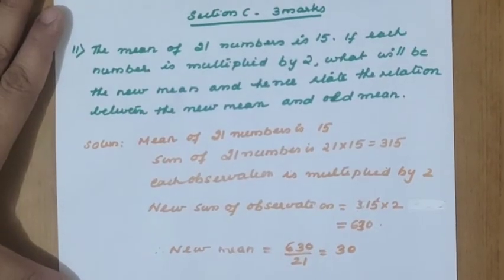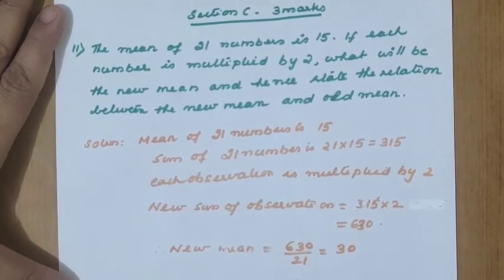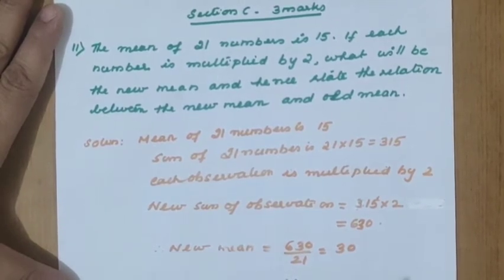Section C, 3 mark now. 11th question. The mean of 21 numbers is 15. If each number is multiplied by 2, what will be the new mean, and hence state the relation between the new mean and the old mean. Mean of 21 numbers is 15. What is the question? Each number is multiplied by 2. What will be the new mean, and hence state the relation between the new mean and the old mean.